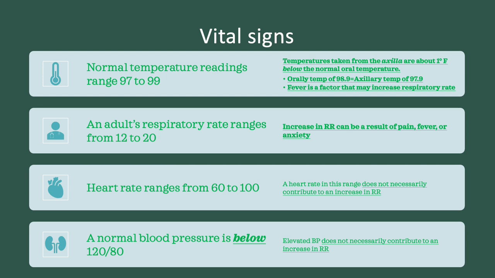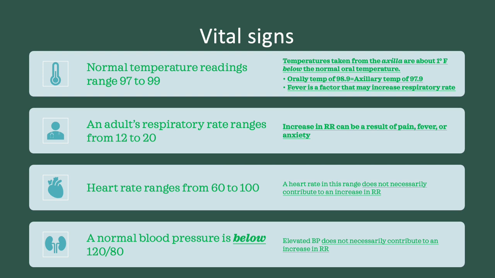So, 97 to 99, normal ranges. Oral temp is going to be a little bit higher than an axillary temp. There's a variance of about 1 degree. So if I hear from my STNA, hey, their temperature was 101.2. Cool. How'd you do it? I did an axillary. It's 102.2. We got a big problem. All right. Big difference in the two.